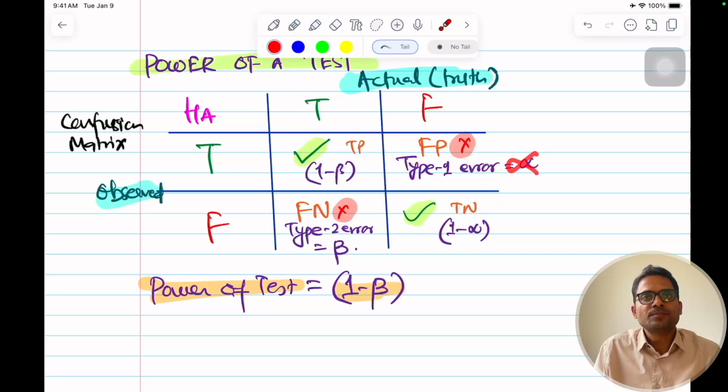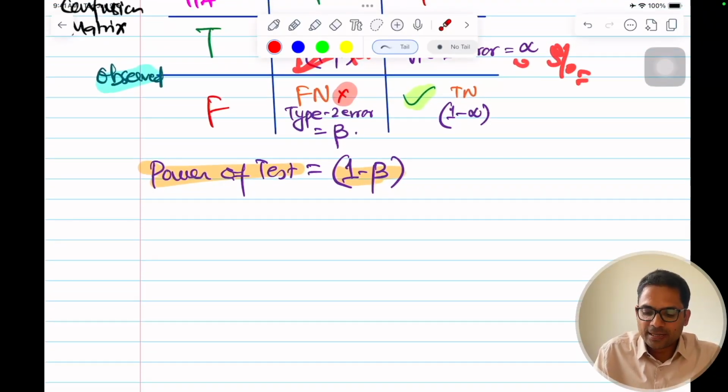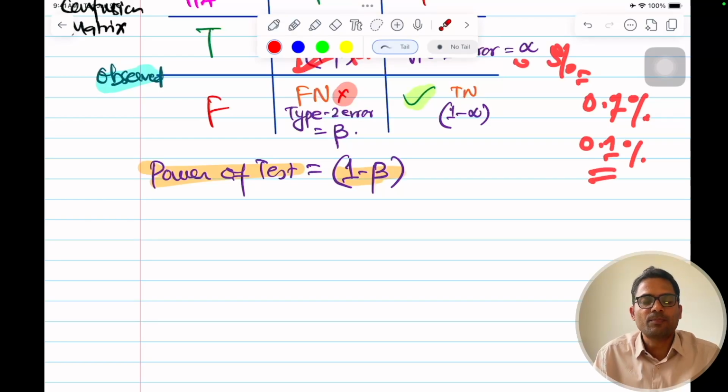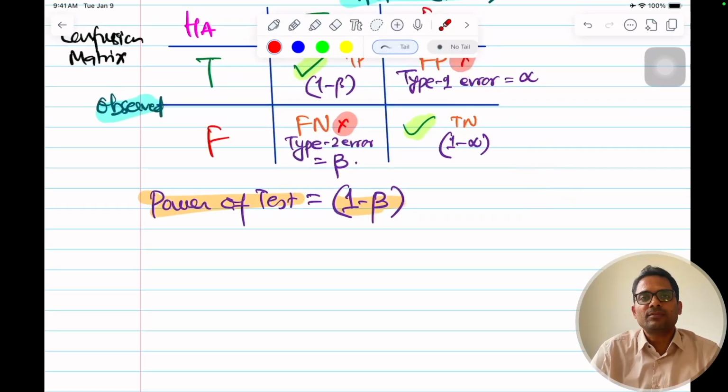The false positive rate is my significance level, this is your alpha. Ideally this should be 100% and this should be 0, but that's not the case. Alpha is generally 5%, and for medical tests we go till 0.1%. For example, if I have a test for cancer, it should not falsely tell that a person has cancer. Or the other way around, if a person has cancer and my test falsely says that the person doesn't have cancer. These kinds of things should be very strict. So there the alpha is 0.1%.